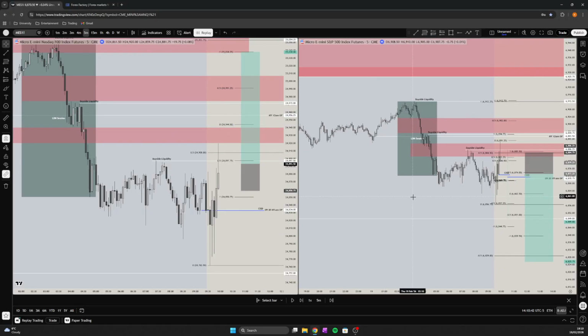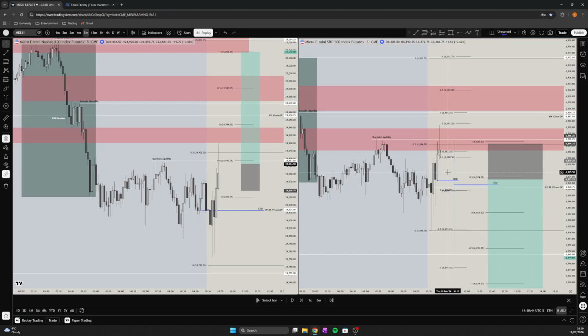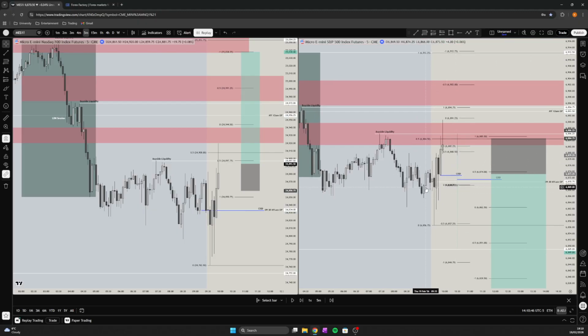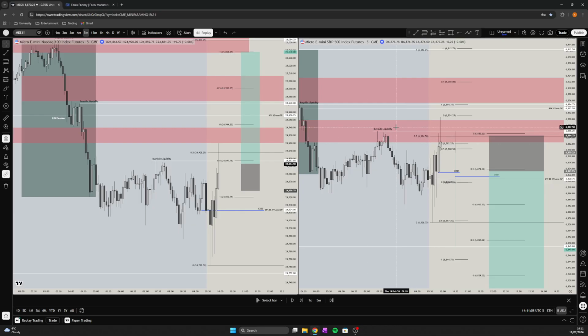ES had a change in the state of delivery at this point here. So the low gets taken out, we have a change in the state of delivery. Whereas NQ did not have it just yet. I'm looking at this candle here, right? It did not have it, whereas ES did. What I wanted to see was price rally in here, and then continue lower.